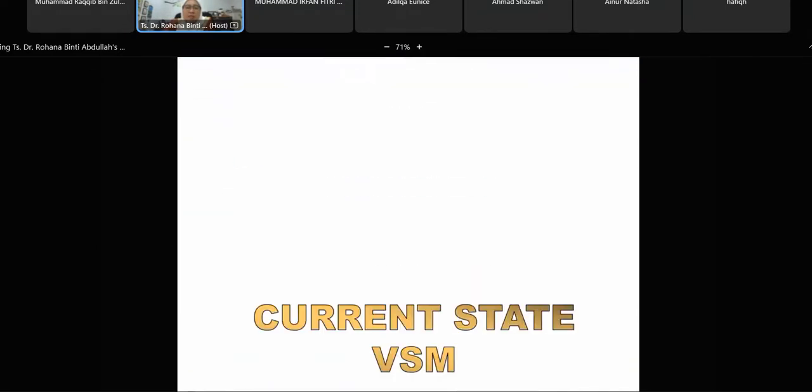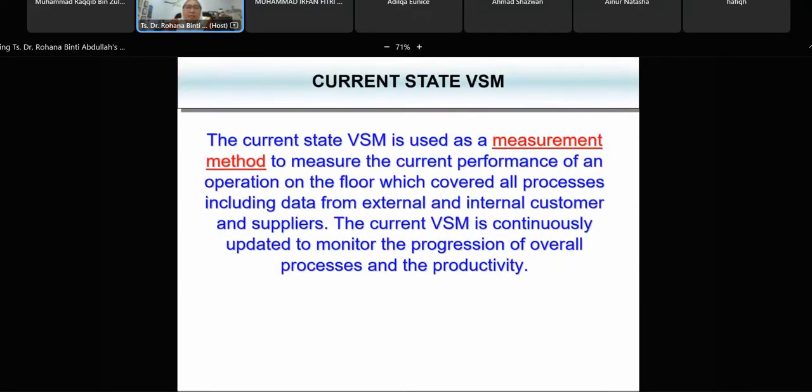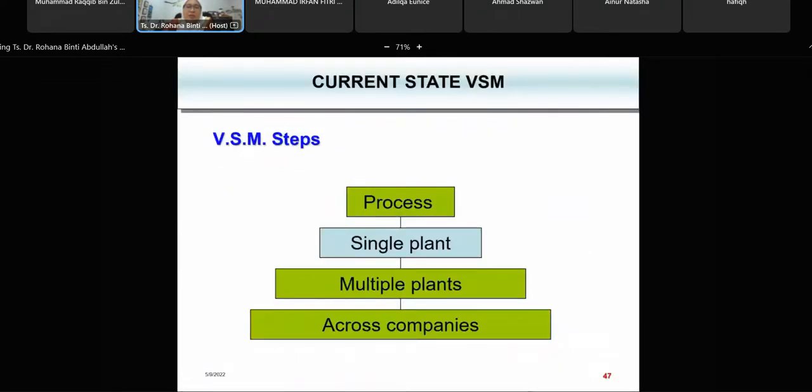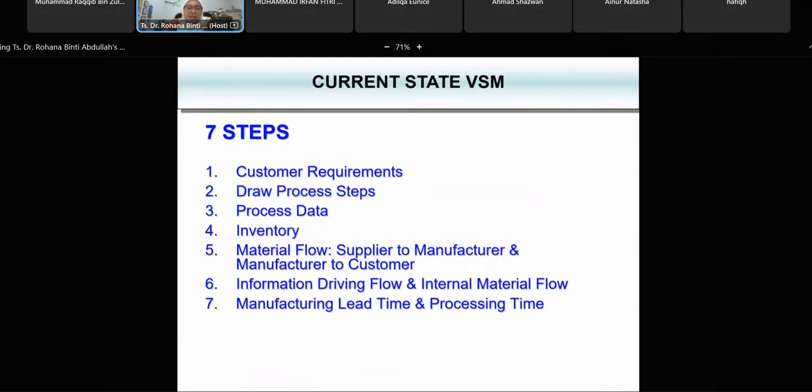Ini kita punya ni lah. Okay, I'm not gonna go into ni. Ni kita go into current state value stream map. Tadi kita dah buat kan? Right? Ini 7 steps dia. Right? Tadi kita cakap pada customer requirement, data process. Lepas tu kita boleh dapatkan proses data. Ini yang kita akan buat.